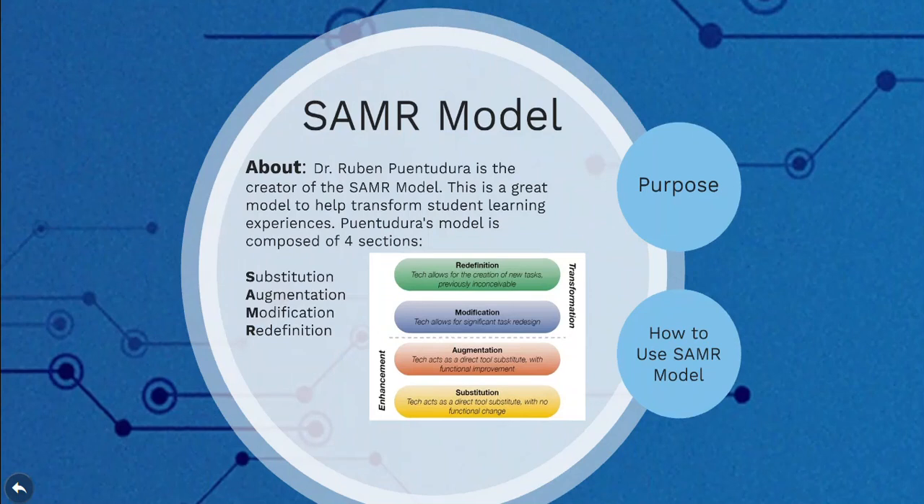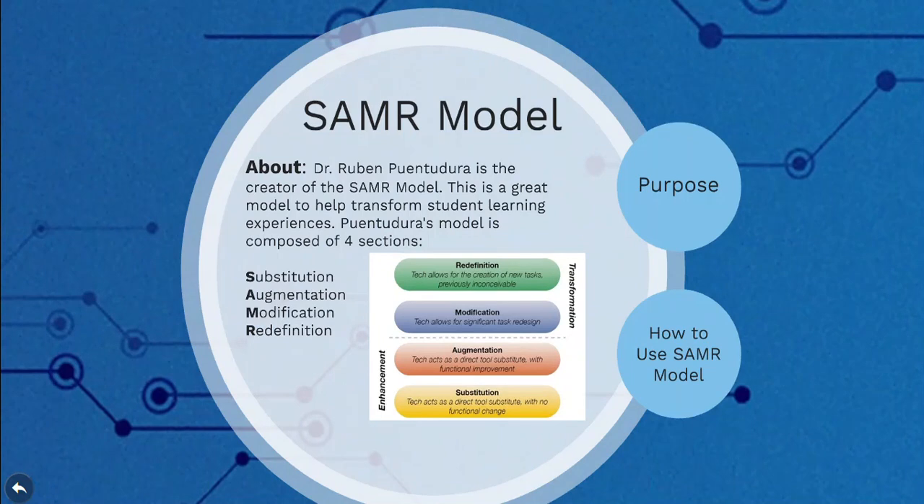The first phase is substitution. This means it is the same task, but new technology replaces the old. The second stage is augmentation. This means it is still the same task, but the technology increases functionality.